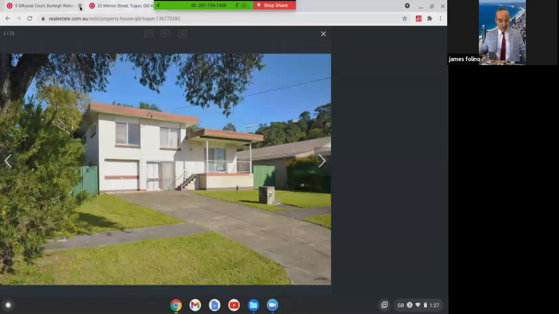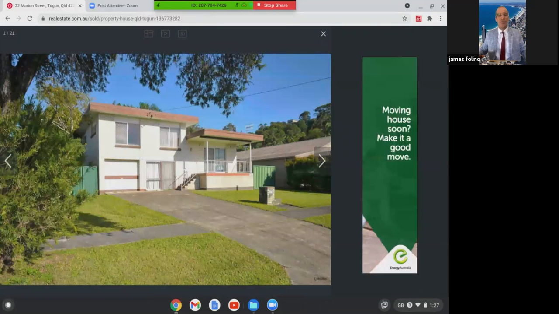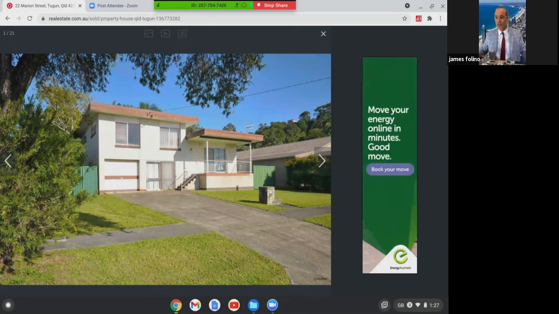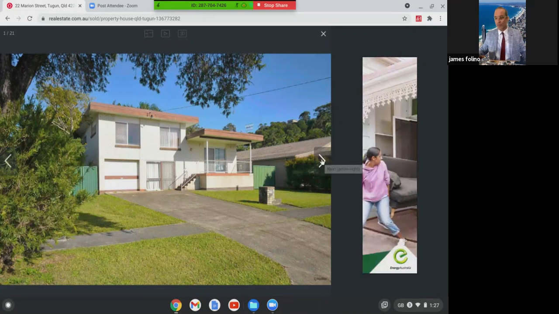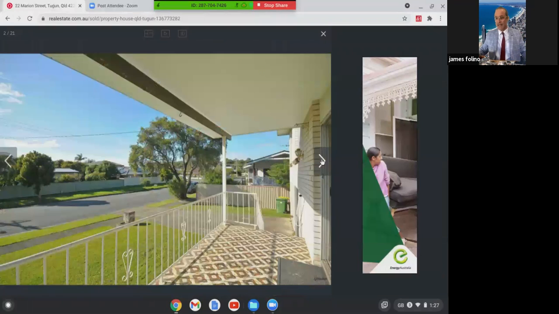And the last one that we're going to look at, we're going to head down to Tugun. We're going to be at 22 Marion Street in Tugun. Now, Tugun, when a property comes on the market, they're going like hotcakes. There's just not much available, not much stock. This was a double-story, 3-bed, 2-bath with a single garage home, 592 square meters of land. And this home here sold at $975,000.